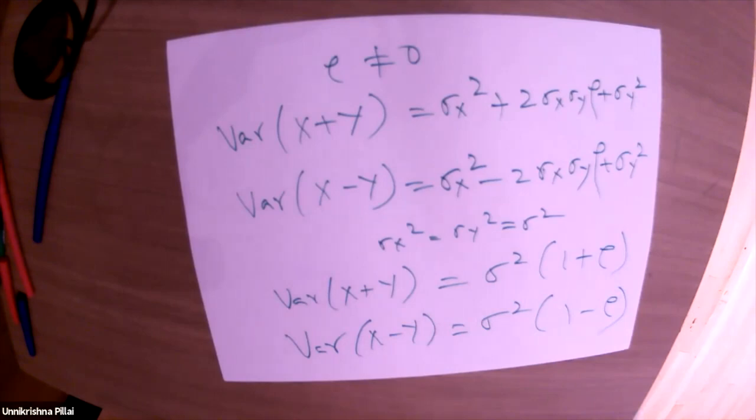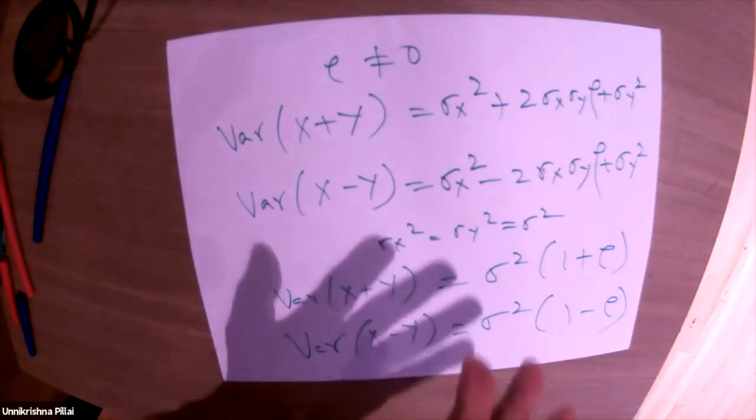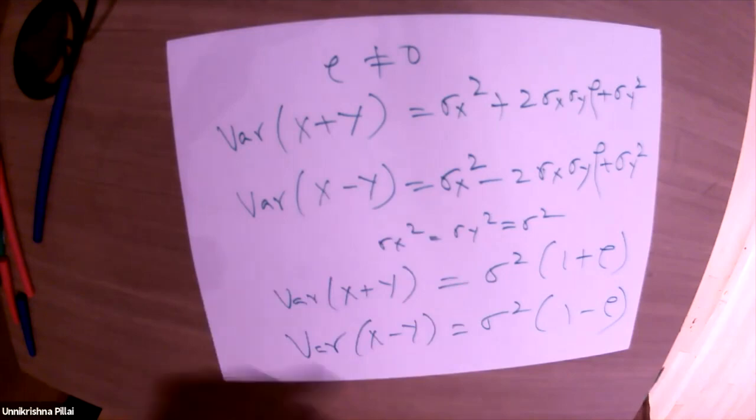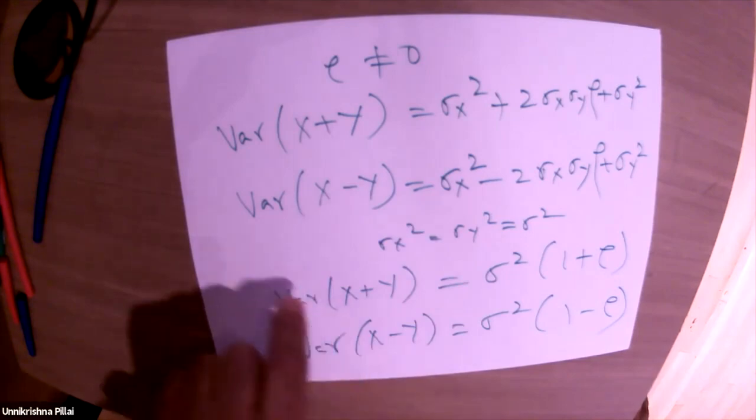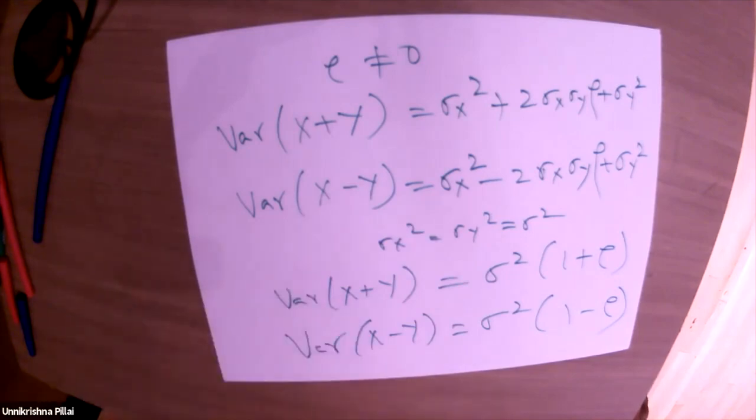What if rho was negative? Rho could be negative. So it depends. If rho is positive, this one has lower variance. If rho is negative, X plus Y has lower variance. So you can minimize the variance by taking the proper combination.